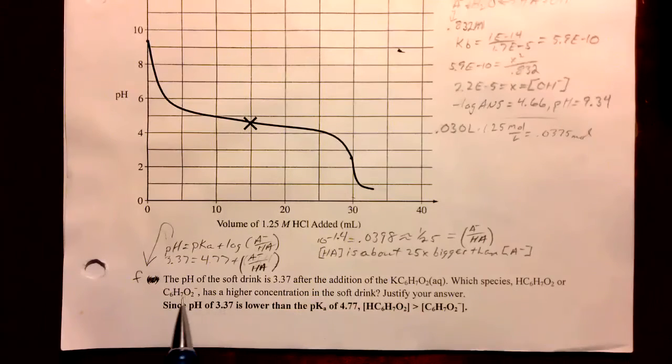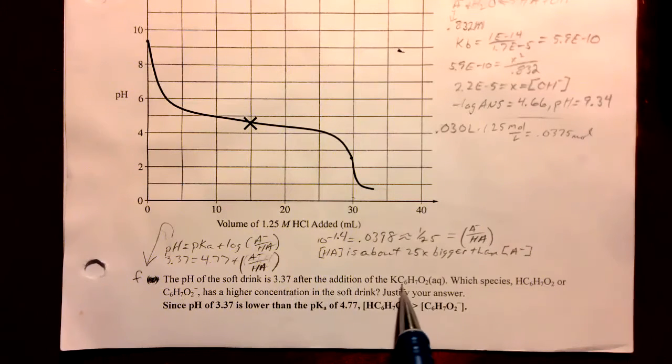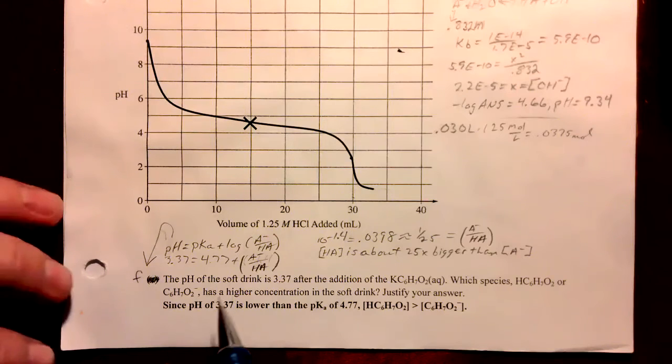On F, the pH of the soft drink under discussion is 3.37 after the addition of the, remember this is the anion, right? So we've added the base. Remember the K doesn't figure into pH or acidity. Now, which is greater concentration, the acid version or the base version? And they really want to see some logic. You can't just say which one is greater. You must justify your answer. And they still do this occasionally, to say justify your answer.